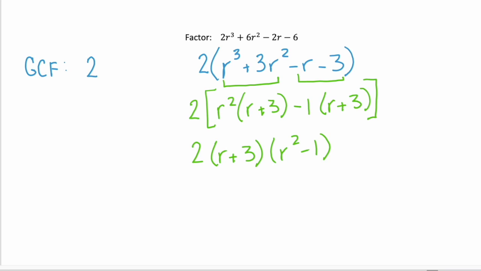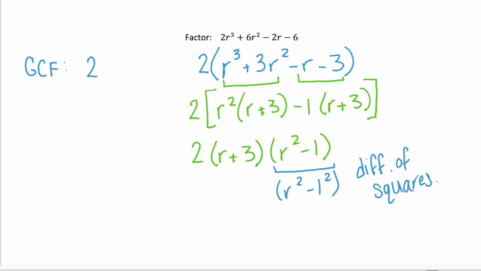So you might think, hey, I'm done. But look at this last binomial, r squared minus 1. Remember that 1 is a tricky number because 1 is itself squared. So this is actually the same as r squared minus 1 squared. And seeing it that way, you can tell that this is a difference of squares. So that means we have to factor that last binomial.